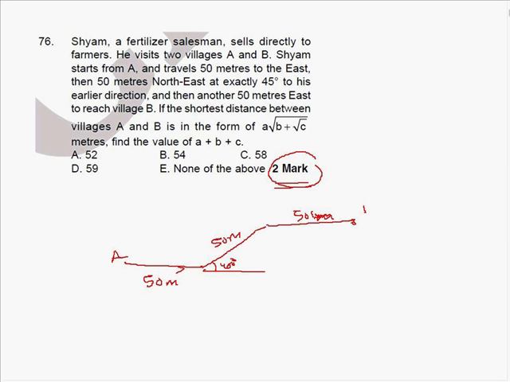What is the shortest distance between A and B? The shortest distance is going to be from this point to this point. So you basically see a right angle triangle there. Let me drop this down, so this also will be 50 meters. This is the base, this is the height, and this is the hypotenuse of this right angle triangle. This is 45 degrees, this is also 45 degrees, so this is 50 by root 2 and that is 50 by root 2.